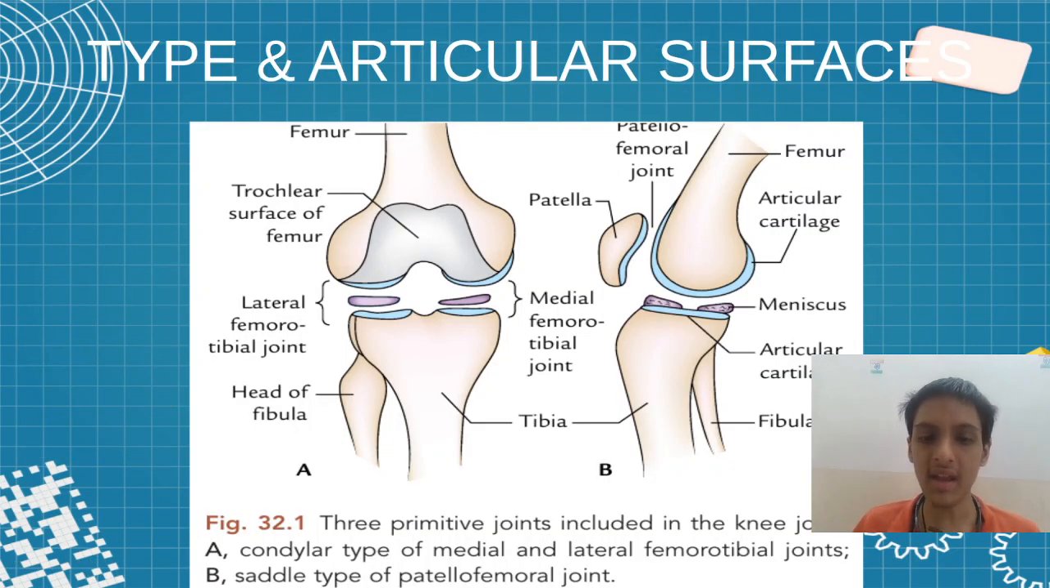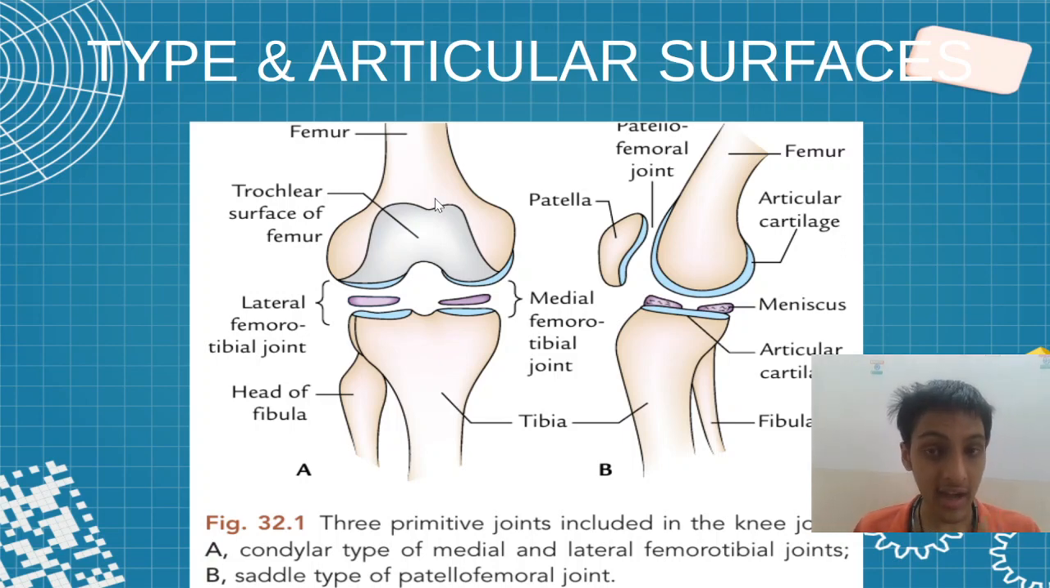Let's see the type and articular surfaces. So this knee joint, what is it? It is a hinge variety of the synovial joint. So what are the articular surfaces? The femoral and tibial condyles, and the patellar surface for the articulation of the patella. Remember that the patella is a sesamoid bone. Please don't forget this point.